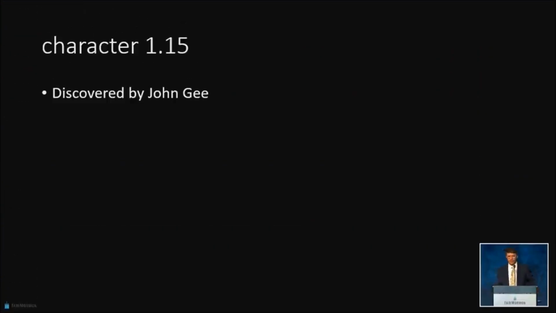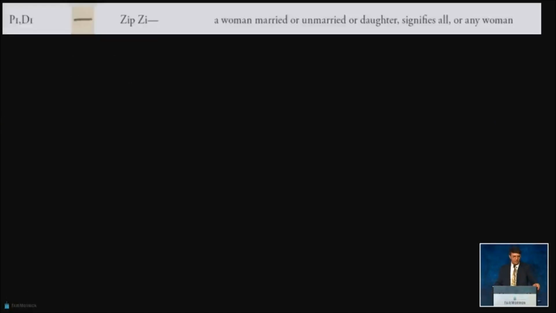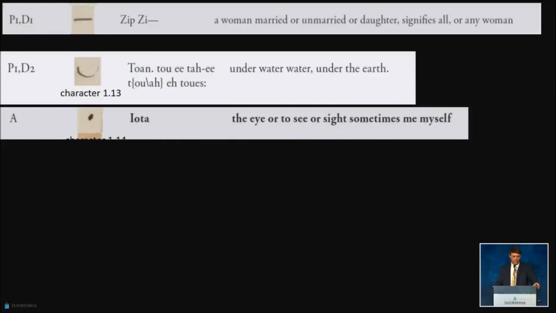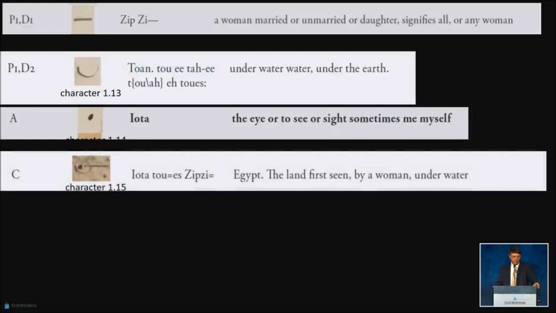Here's another curious and interesting case. This was discovered by my colleague John Gee, and it's where we get this in the grammar and alphabet. You get one character who says a woman is married or unmarried, signifies all or any woman, and another that says underwater, and another that says the eye, or to see, or sight, or sometimes me, myself. And then when you see all the characters put together, it says Egypt, the land first seen by a woman underwater.